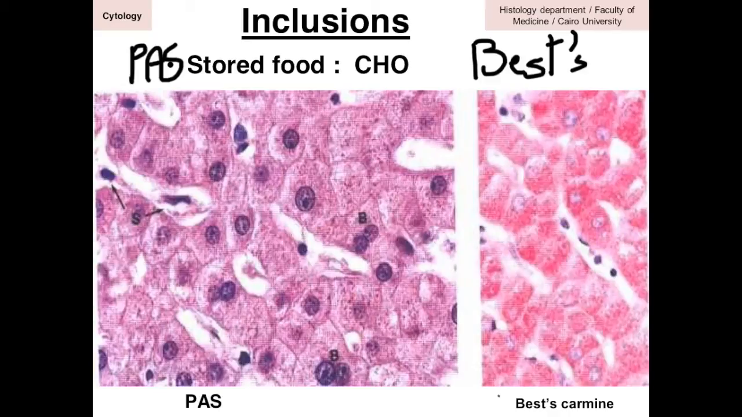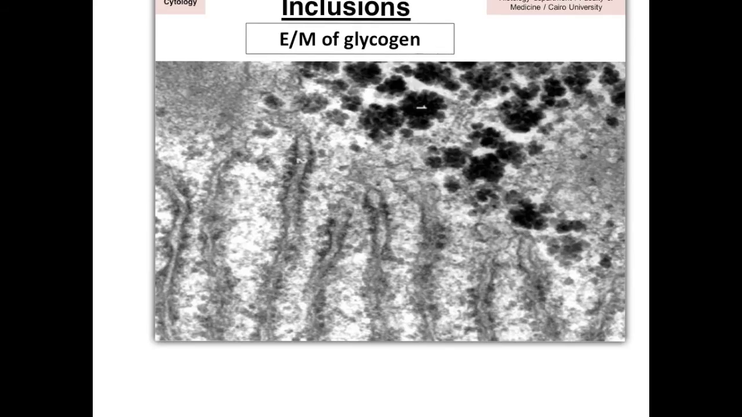On the right side, also it is the blood sinusoid here, and these are the liver cells, and this is the nucleus of the liver cell. These dots are representing the carbohydrate molecules stained red by Best carmine. This is an electron microscope picture demonstrating here the glycogen granules aggregated together to form what is called beta granules.